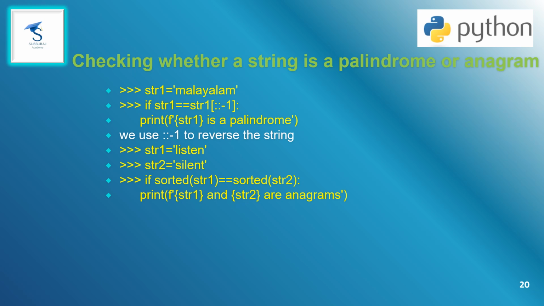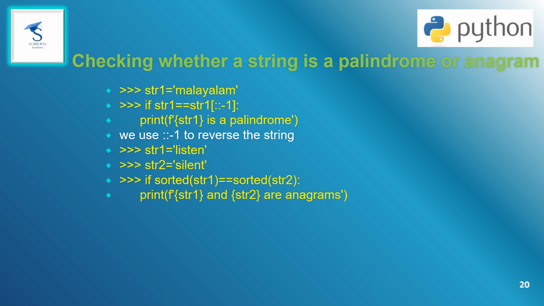Now, this is a very interesting slide, but simple, nice. We want to check whether a string is a palindrome or anagram. What is a palindrome? NUN, nun, is a palindrome because you read from either side, left to right or right to left, and you get nun. Another good example is Malayalam. On both sides it will be Malayalam. So, check whether a given string is a palindrome. That's the purpose of this slide.